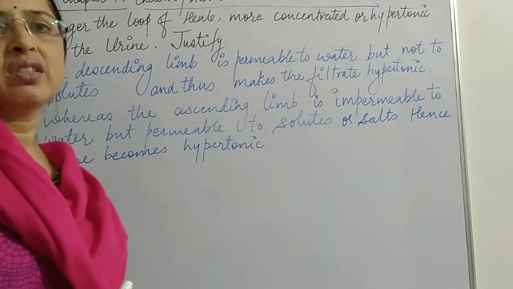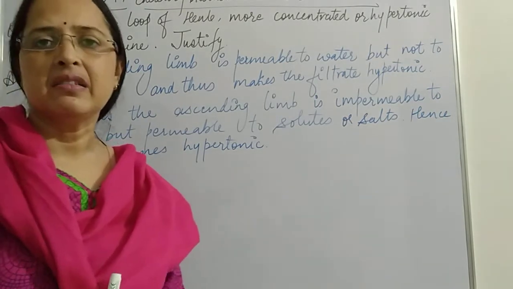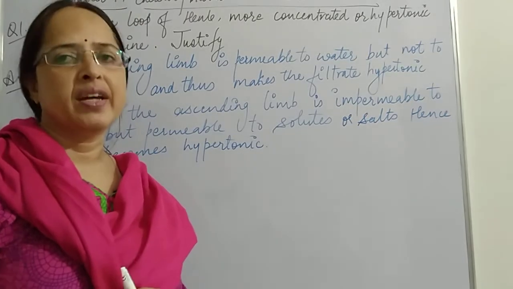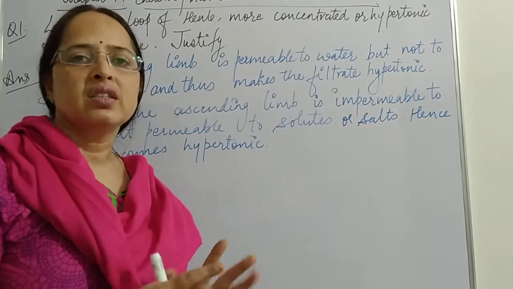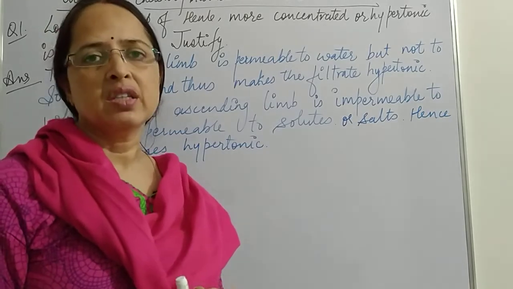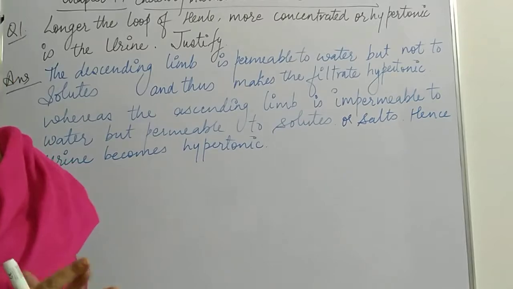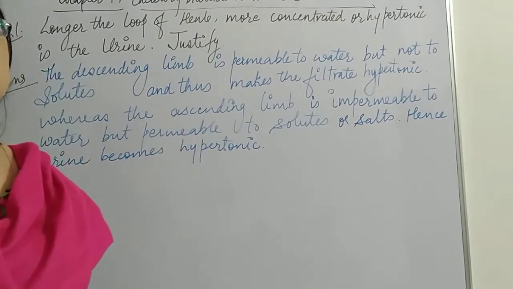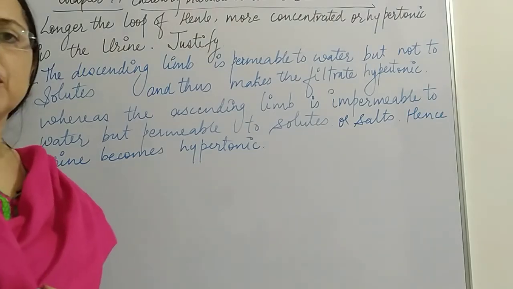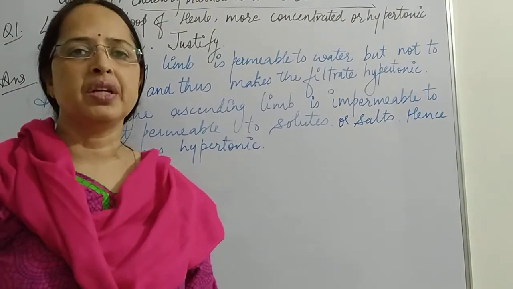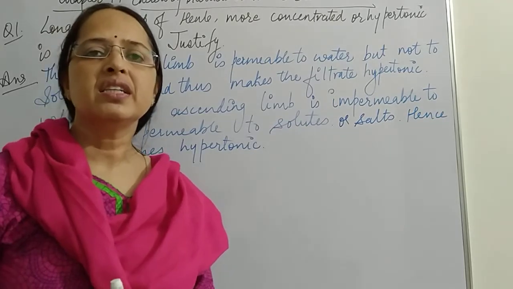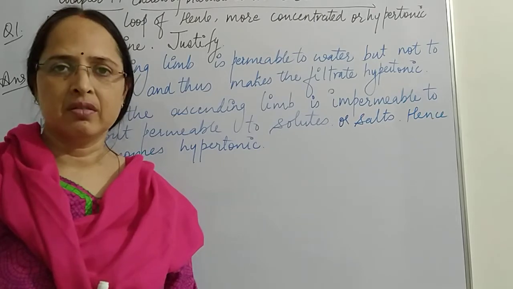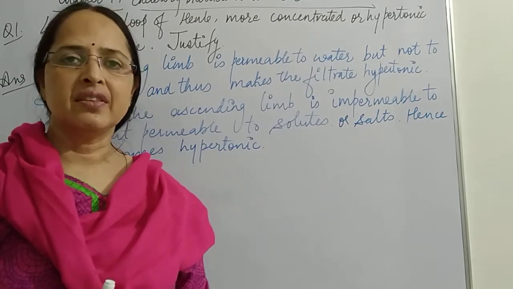Already we know that juxtamedullary nephrons are there, which have a longer loop of Henle, and these longer juxtamedullary nephrons are usually present in animals surviving in scarcity of water. In their body, the reabsorption process occurs, maximum water is reabsorbed and maximum concentrated urine is excreted out. So what is the reason behind the concentration of the urine when the loop of Henle's length is more?